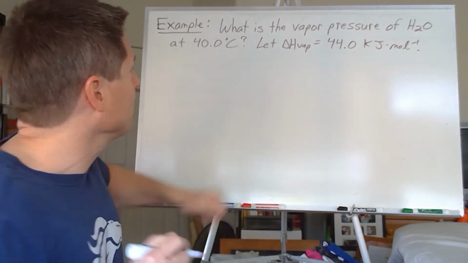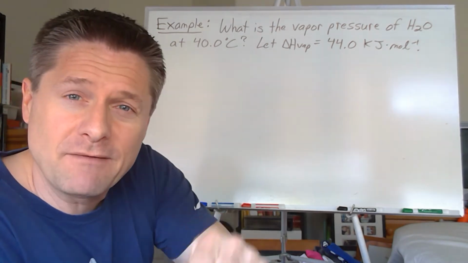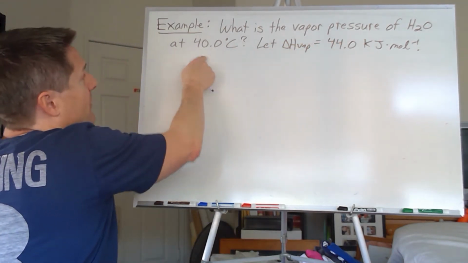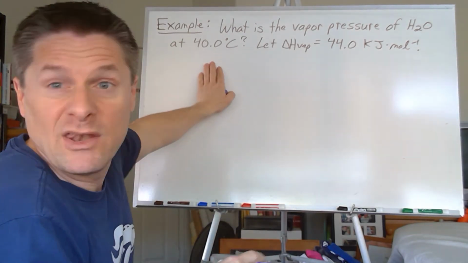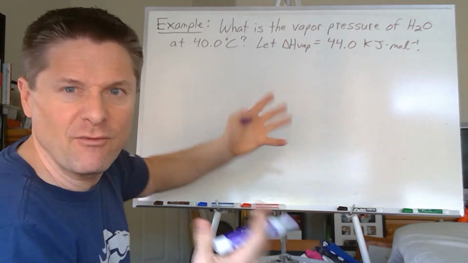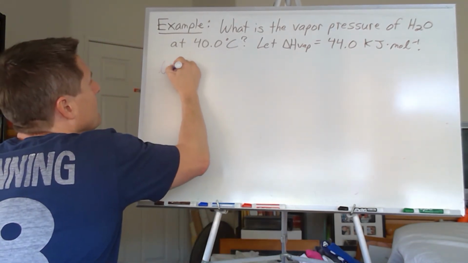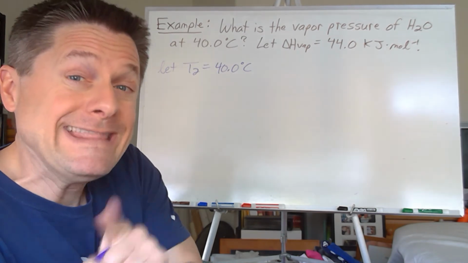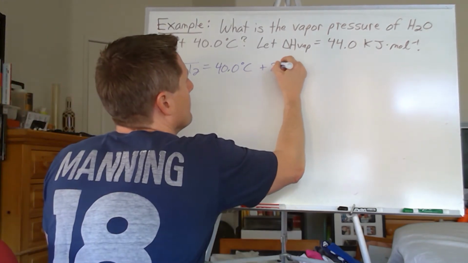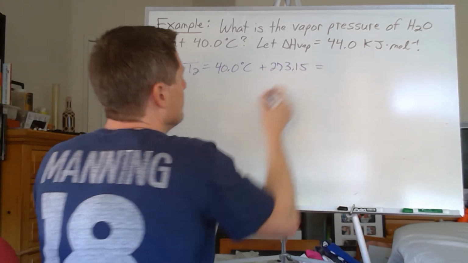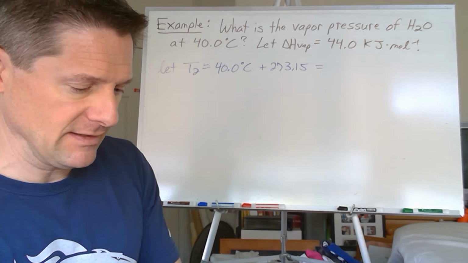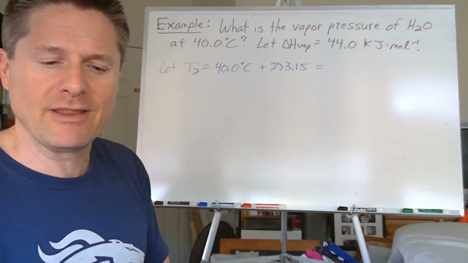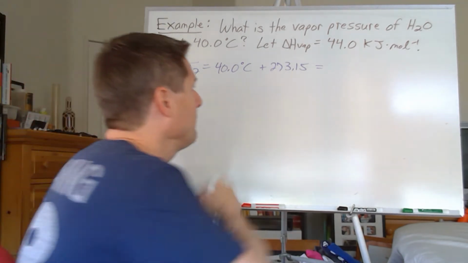Let's think about this problem. Using the Clausius-Clapeyron equation, we need to identify P1, T1, P2, and T2. Well, we're solving for the vapor pressure at this temperature. You could call that T1 or T2, it doesn't matter, but since I'm solving for it, I'm going to call that T2. So let's let T2 equal 40. Now, we need these in Kelvin to do it, correct? So let's figure out what that is in Kelvin. Let's take 273.15 plus 40.0. That puts us good to 1 decimal because that's exact. 313.15.